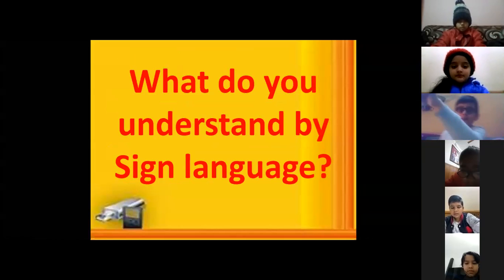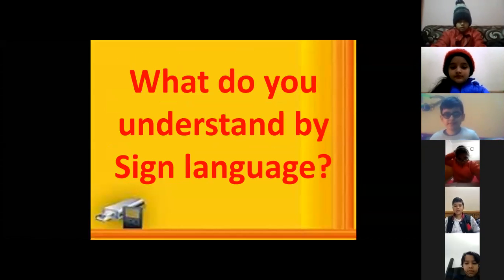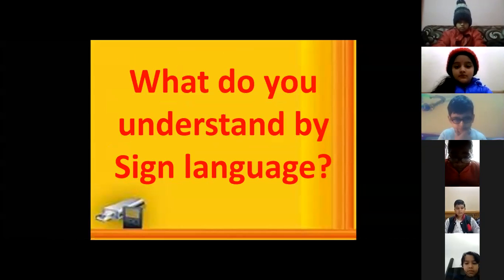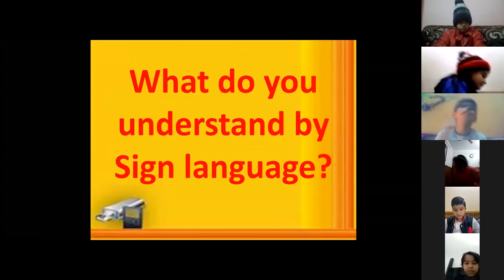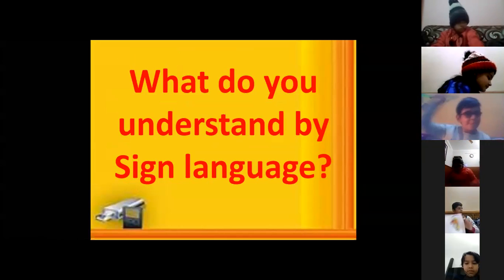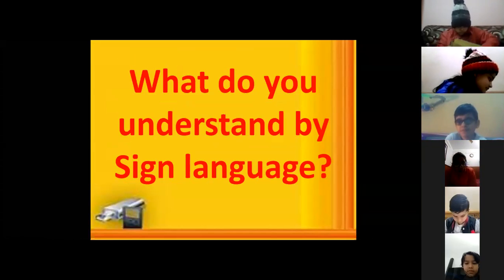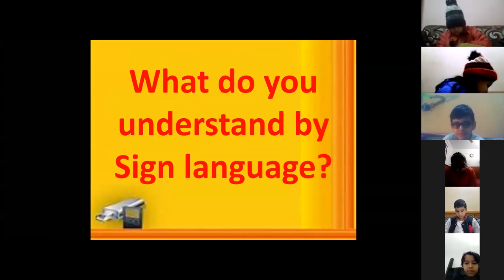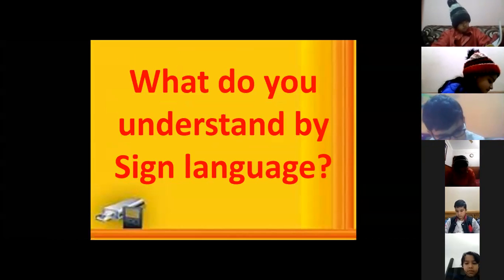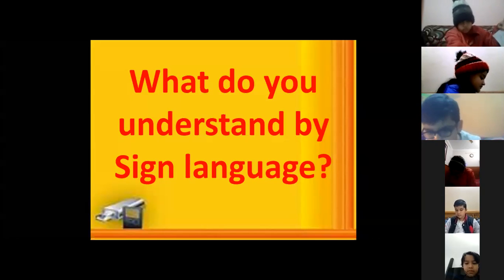Now it's an activity for you. What do you understand by sign language? If you just have a look at page number 94 and 95 of your books. What is the meaning of sign language? Why do we use it? What do you know about it? Who can explain? Write your name in the chat box. Okay, Sukhmani, please carry on.